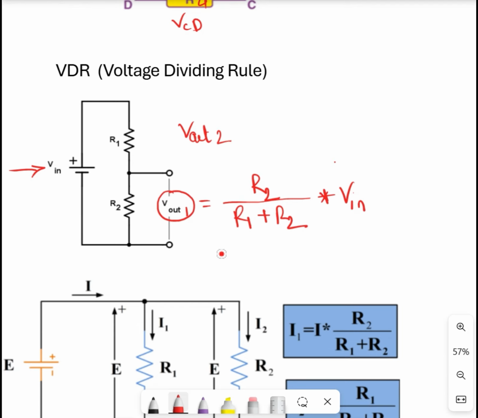Same as, if you would like to find the value for here, the voltage V out 2 is equal to V in, and the bottom will be R1 plus R2, and the reference one is R1, so we have to write down the value of R1. This is the VDR.